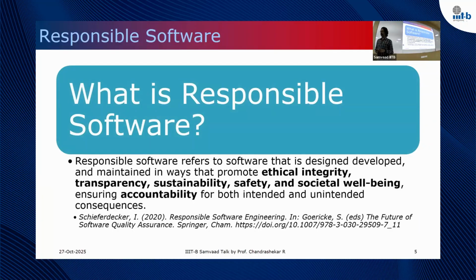So responsible software, the broadly accepted definition, I'll just read out the main keywords. Responsible software refers to software that is designed, developed, and maintained in ways that promote ethical integrity, transparency, sustainability, safety, and societal well-being, ensuring accountability for both intended and unintended consequences. I've highlighted in bold some of the very important terms. Yes, we can argue that probably we need to add more such terms to the definition, but you broadly get the idea, right? So that is what we are looking at, what is responsible software.